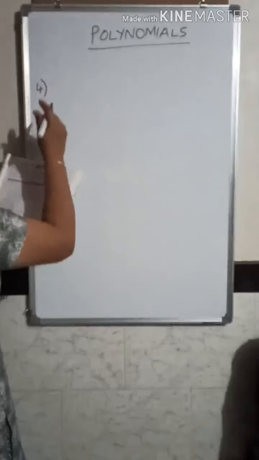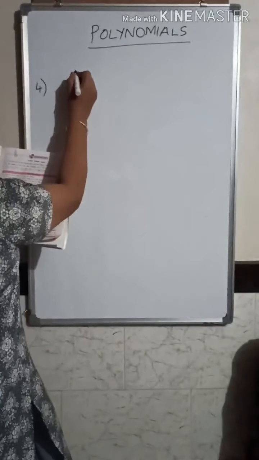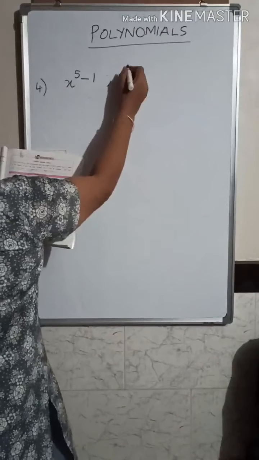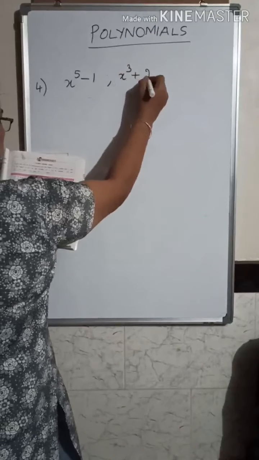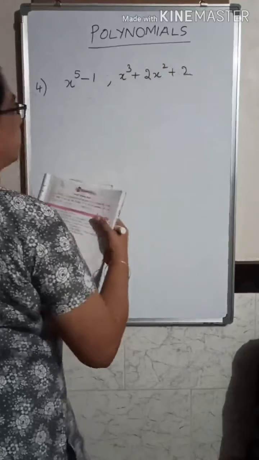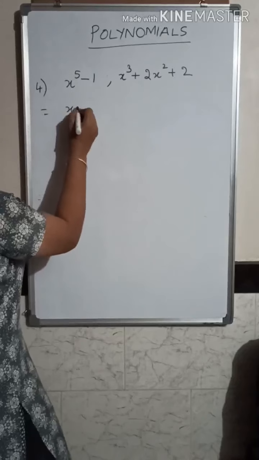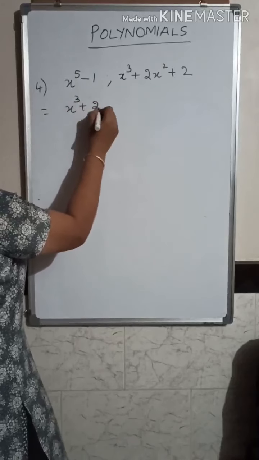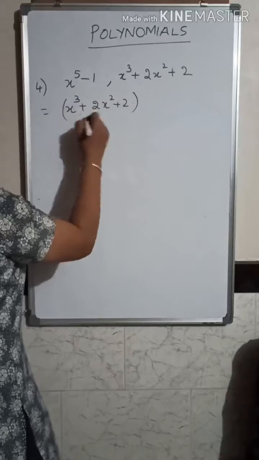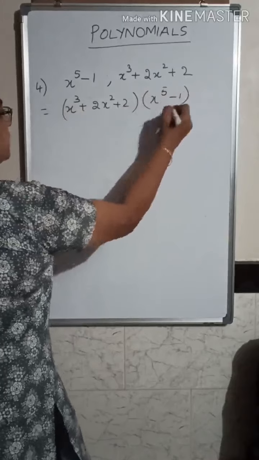Fourth problem. x to the power of 5 minus 1, second is x cube plus 2x square plus 2. So you have to multiply this expression. First, write x cube plus 2x square plus 2 as it is, then x to the power of 5 minus 1.